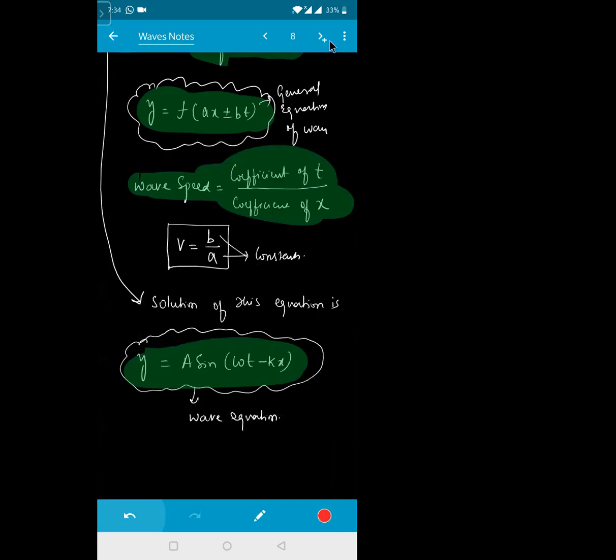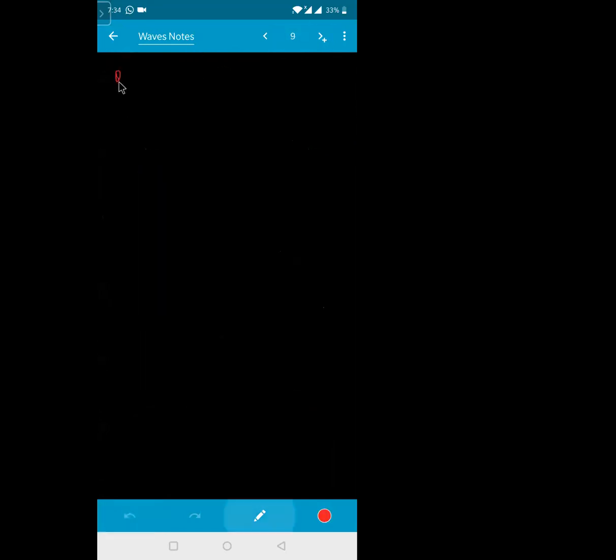Yes, sir. Sure. Let us try to do some examples so that we get clarity. Say if I give you the equation y is equal to log of x plus 2t. Y is equal to log of x plus 2t. Will this represent a wave?